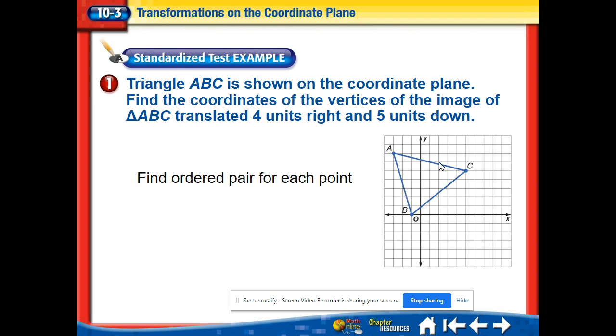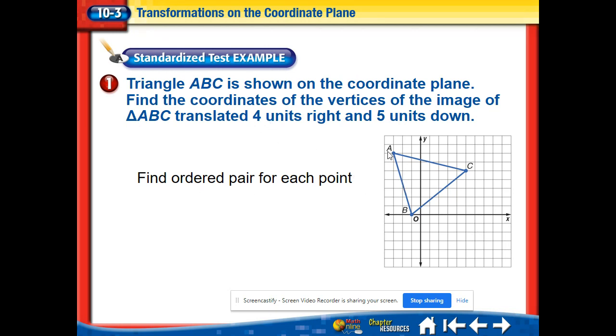We have a triangle here, and again, it's on the coordinate plane. I'm sorry, it's a triangle, it's 3 corners. So these are vertices. And each of them has an ordered pair. Now we want to find a new triangle that is 4 to the right and 5 down. So this is a translation. We are sliding it 4 to the right and 5 down, and it's going to be down here somewhere.